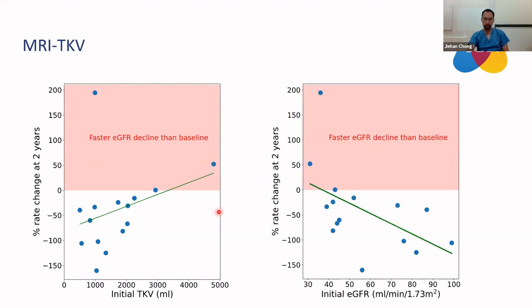The same patients are shown on this graph, except on the x-axis, I put their initial eGFR, and you can see that the relationship is mirrored here, with a lower initial eGFR being associated with a worse treatment response. Again, emphasizing that I think it's the degree of disease progression that's playing a role in the treatment response here.